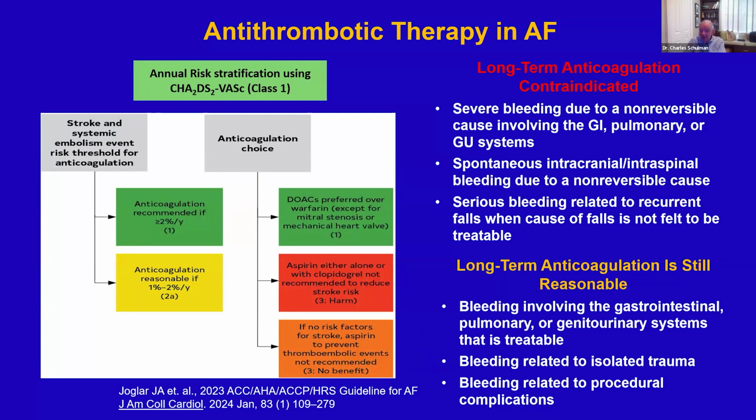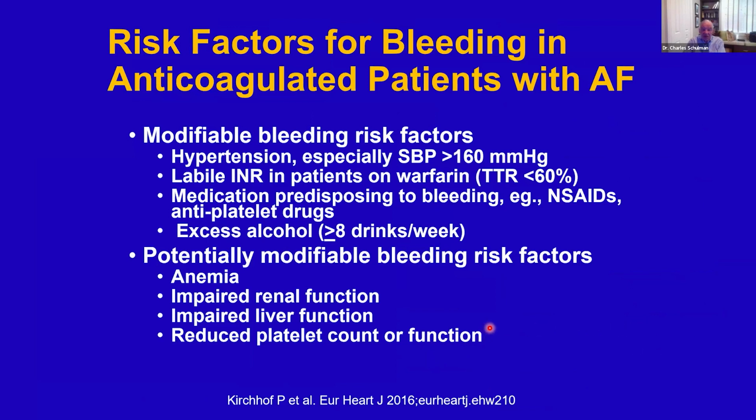So some of the modifiable risk factors for bleeding risk are hypertension, so control blood pressure, and people who have labile INRs on warfarin. It's where the INR is 1.5 one time and 4.5 the next time. Those patients, you should really think strongly about that person taking a direct oral anticoagulant, unless they have a mechanical heart valve.